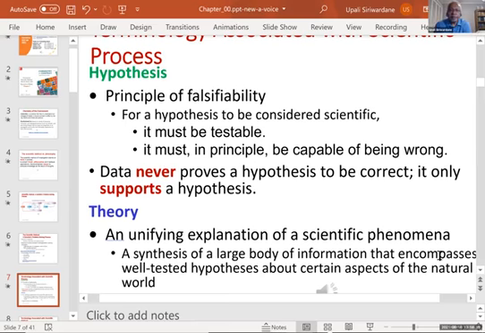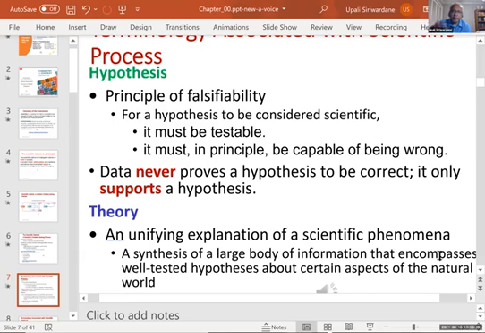Hypothesis, to be considered scientific, must be testable. In principle, it can be proven wrong. Testable means you always come up with a hypothesis and it could be proven wrong. Data only supports the hypothesis. From the experiment, you get the data, then you come up with it. As opposed to theory, hypothesis is the beginning explanation.